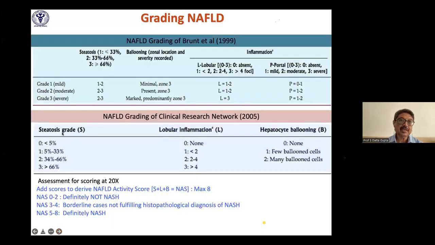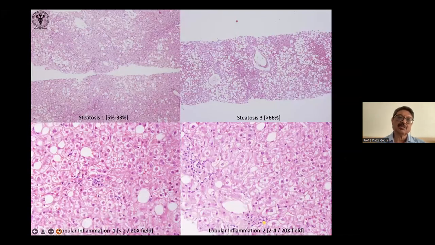You can get this. In NASH also, you grade steatosis, ballooning, and inflammation, grade 1, grade 2, grade 3. Similar thing with steatosis: less than 5%, 5 to 30%. 5% is the cutoff, because in ultrasound, the minimum that you can find out is 5%. Less than 5% is normal.